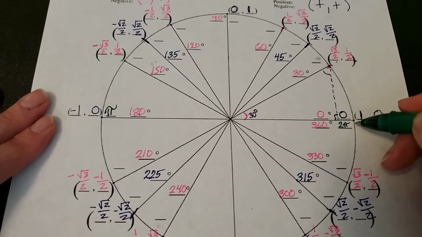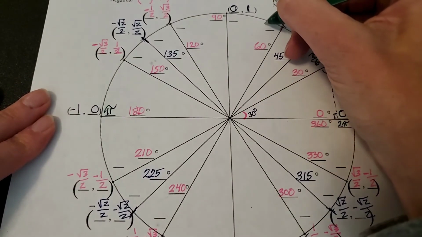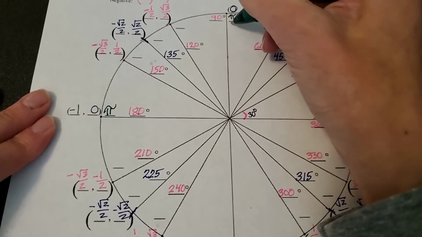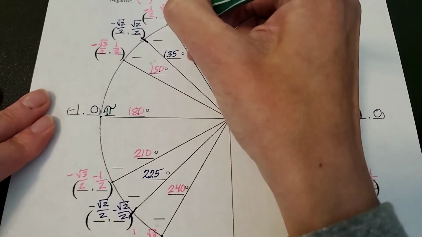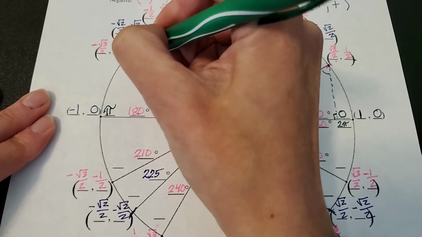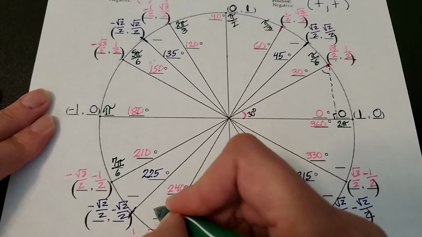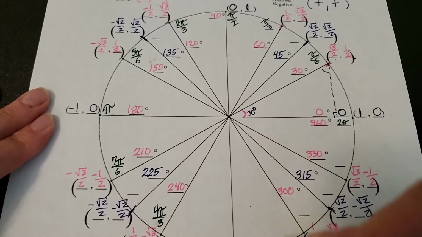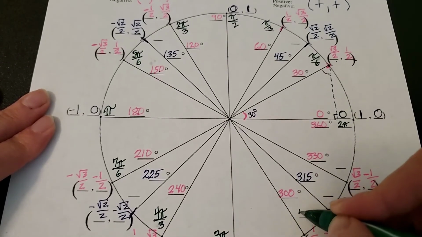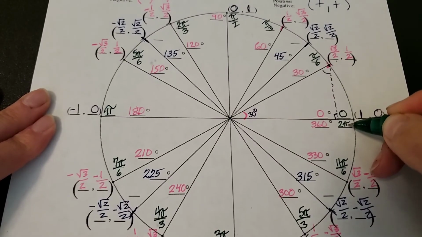I'm just going to bounce through all of the 30-degree angle markings, counting by sixths. 1 pi over 6, 2 pi over 6, which reduces to pi over 3. 2 pi over 6, 3 pi over 6, which reduces to pi over 2. 4 pi over 6, which reduces to 2 pi over 3. 5 pi over 6, 6 pi over 6, 7 pi over 6, 8 pi over 6, which reduces to 4 pi over 3. 9 pi over 6, which reduces to 3 pi over 2. 10 pi over 6, reduces to 5 pi over 3. 11 pi over 6, and back to 12 pi over 6, which is 2 pi.